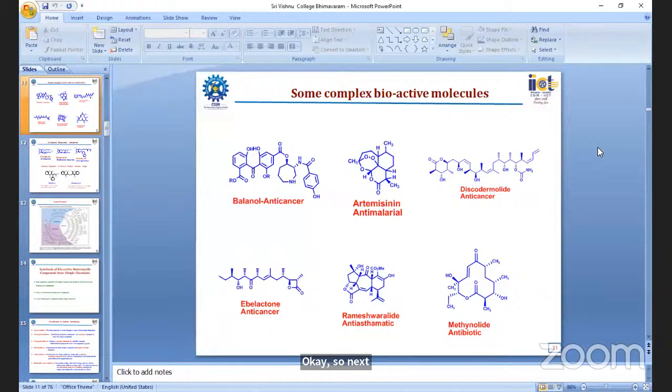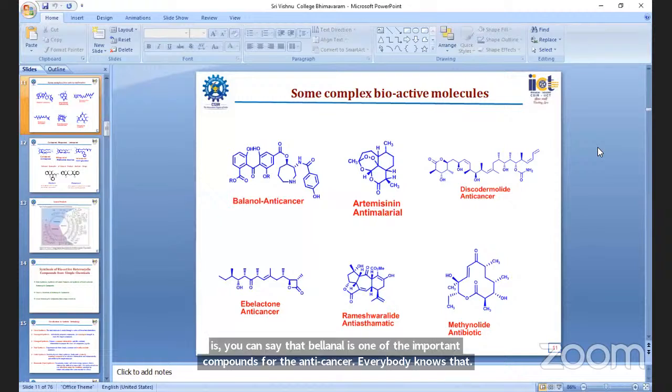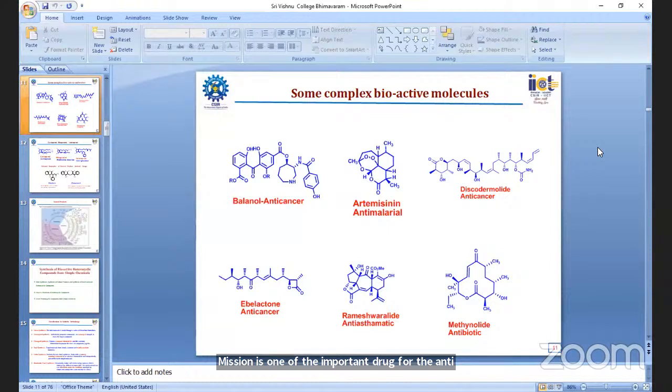Then I would like to show some complex bioactive molecules. Everybody knows cancer is one of the diseases. For that, we have to make anti-cancer agents. Belanol is one of the important compounds for anti-cancer. Artemisinin, everybody knows, is one of the important drugs for anti-malaria. Discodermalide is another important anti-cancer drug, and abalactone is anti-cancer. Rameshwarite is a compound isolated at CSIR-IICT by Dr. Venkateshwarlu, and it is used as an anti-asthmatic compound, and methanolide is also an antibiotic. So these are complex molecules discovered for anti-cancer, malaria, anti-asthma, and antibiotic uses. Next slide, sir.